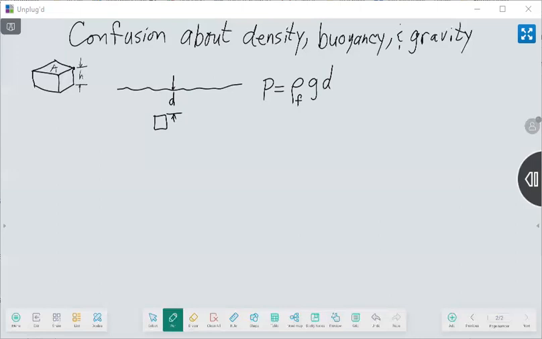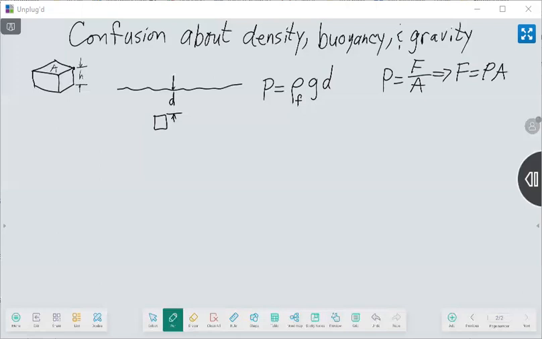Now, we also know that pressure is defined as force over area. So if I know a pressure and the area it's acting on, I can rearrange this to get the force. So this gives us force equals pressure times area.